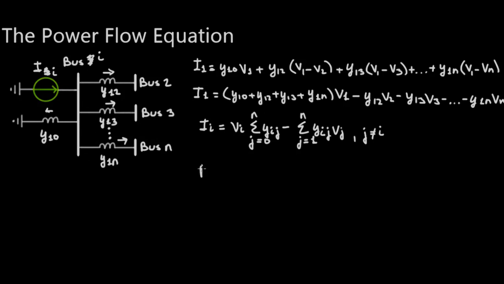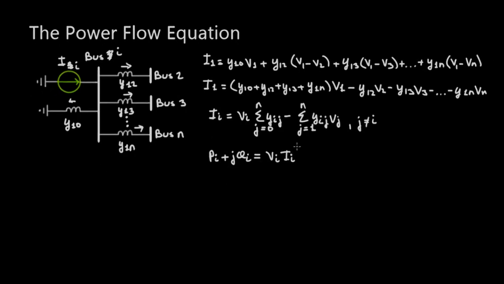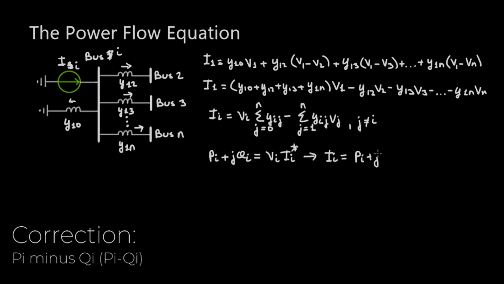Let's say that that's going to be equal to P, so real power sub I plus J, reactive power sub I. That's going to be equal to the voltage of that bus, V sub I, times the current I sub I conjugate. Now from here I can put this equation in terms of I sub I. So I sub I is going to be equal to Pi plus J Qi over Vi conjugate.